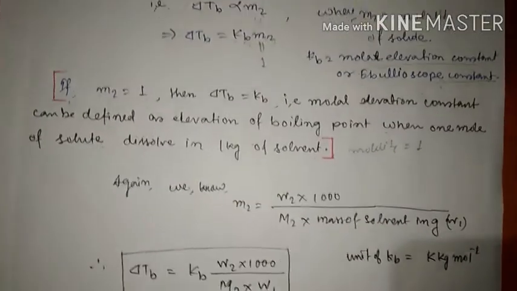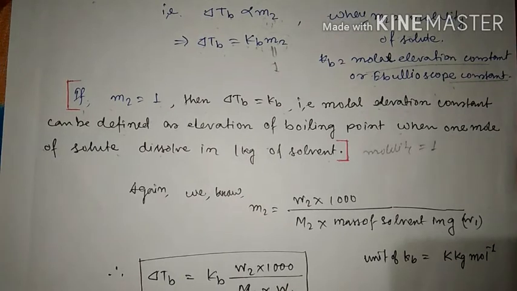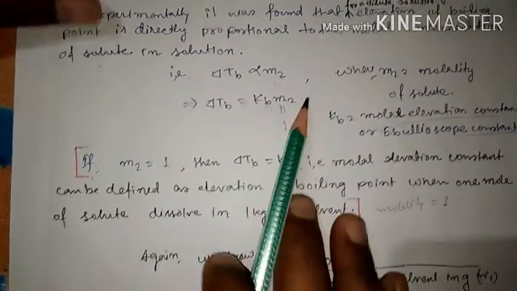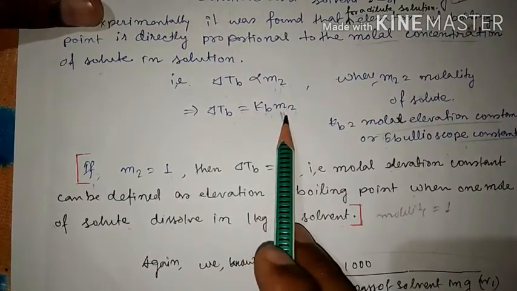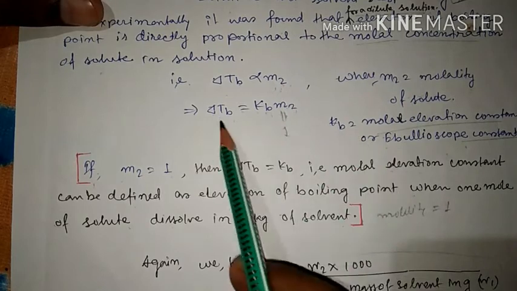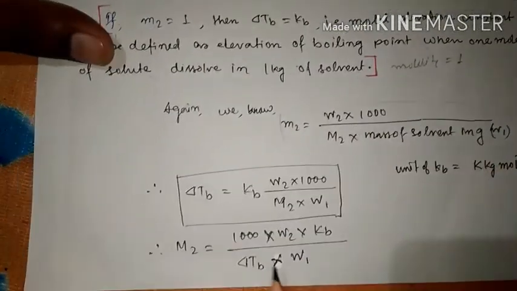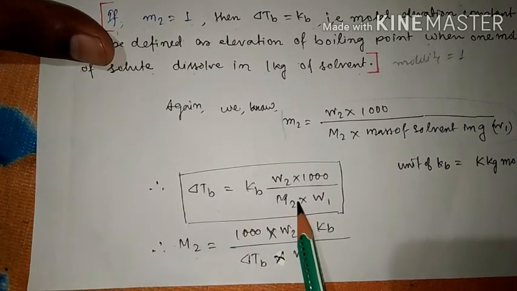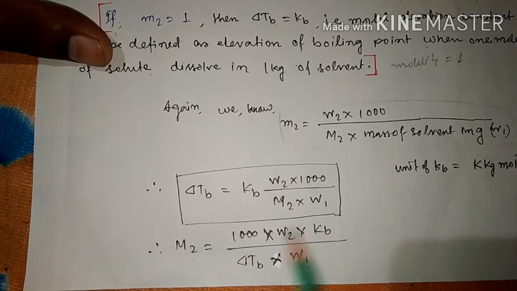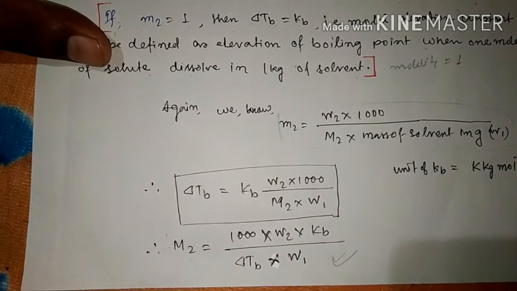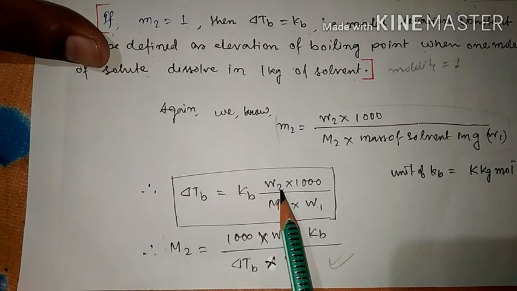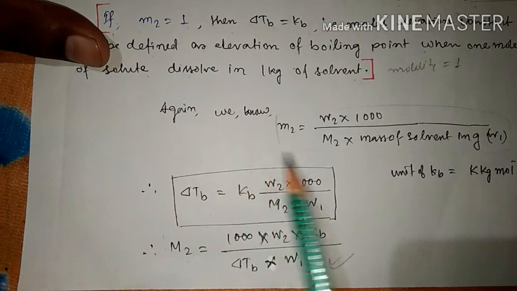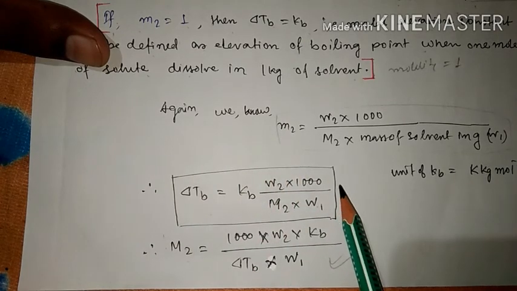Next, again, what do you know from the molality formula? If we put here the working formula of molality, we will get the final expression for ΔTb. If we just rearrange to get M2, that means the molar mass of the solute, we will get this type of expression, where W1, M2, W2 are the properties of the solute and solvent, which I have discussed already.